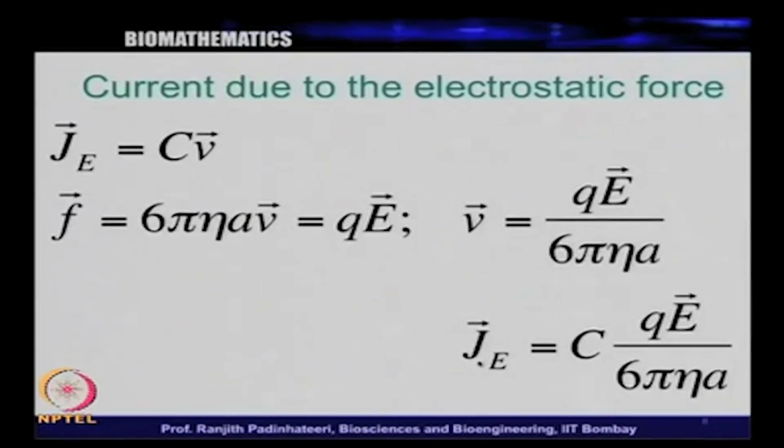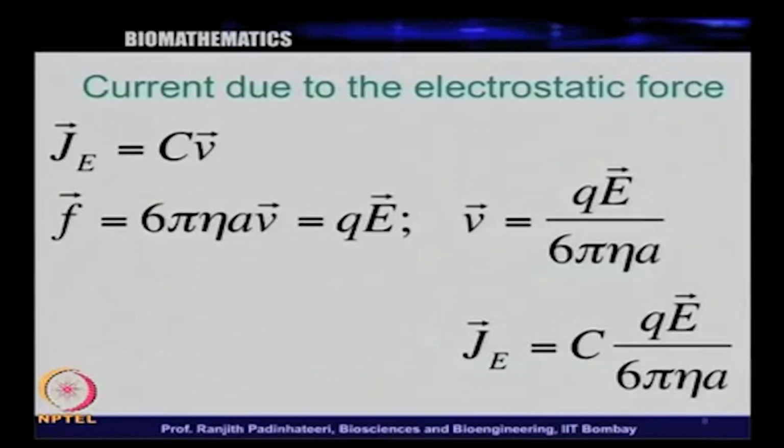So, essentially what you have is J E is C times Q E by 6 pi eta a. I just substitute this V in this equation. V is Q E by 6 pi eta a, so I substitute for this velocity from here. So, I get J E is C times Q E by 6 pi eta a. Now we found out two currents, J E and J D. This is simple algebra. I just rearranged all this and then I can get this.